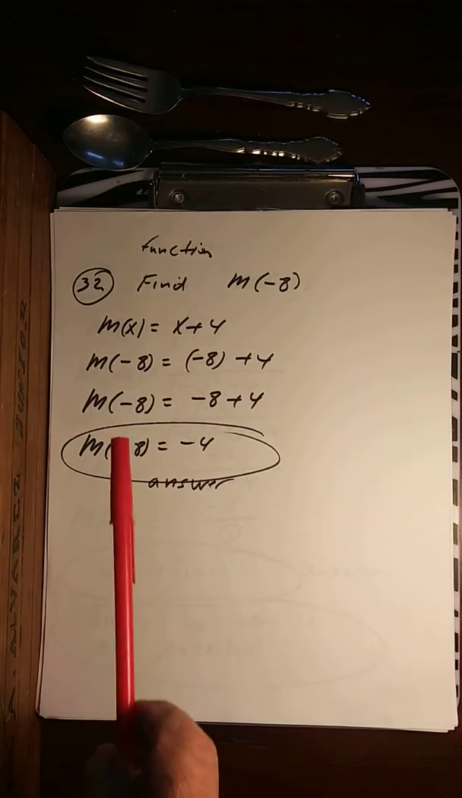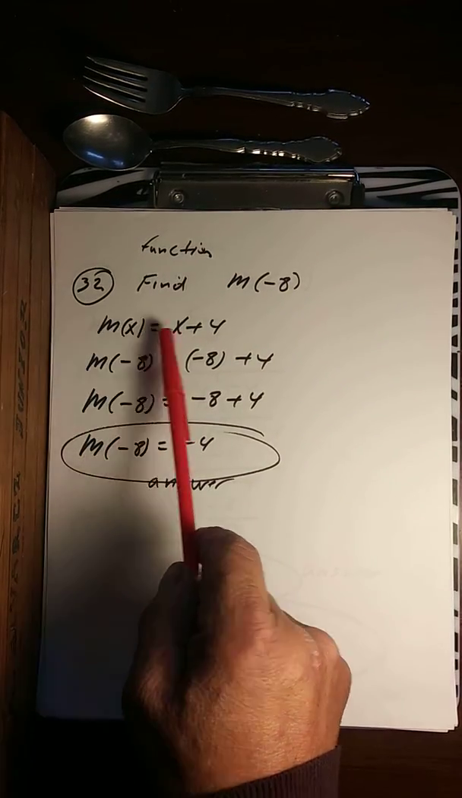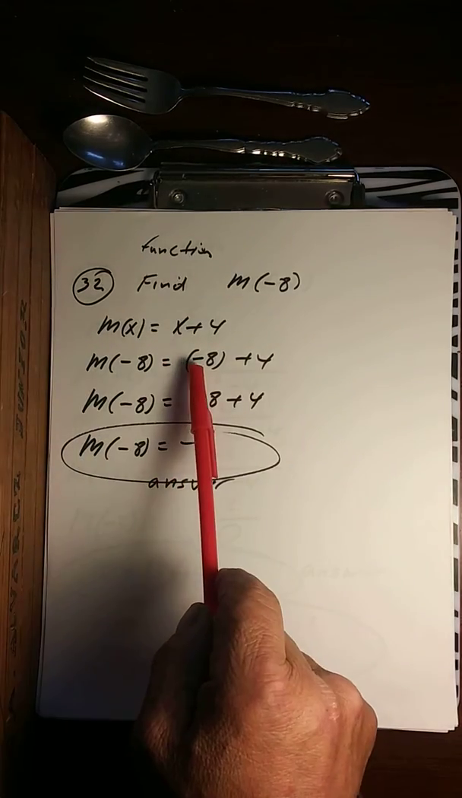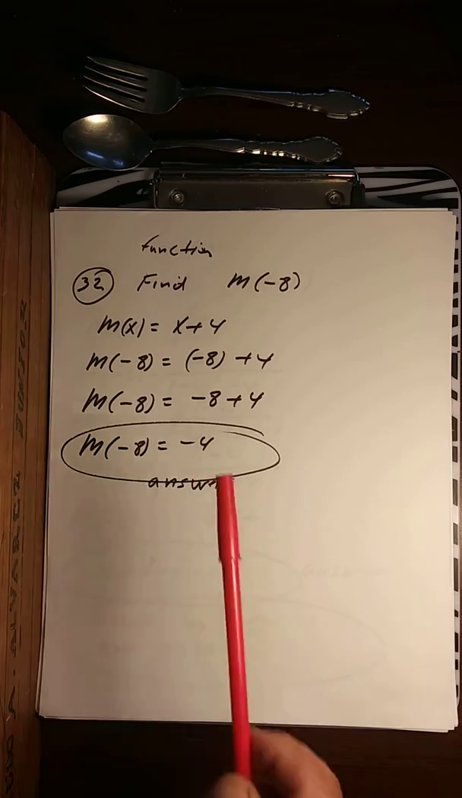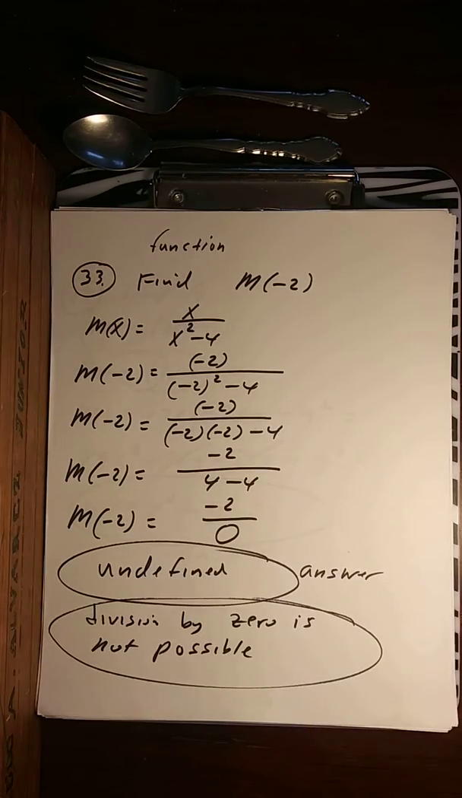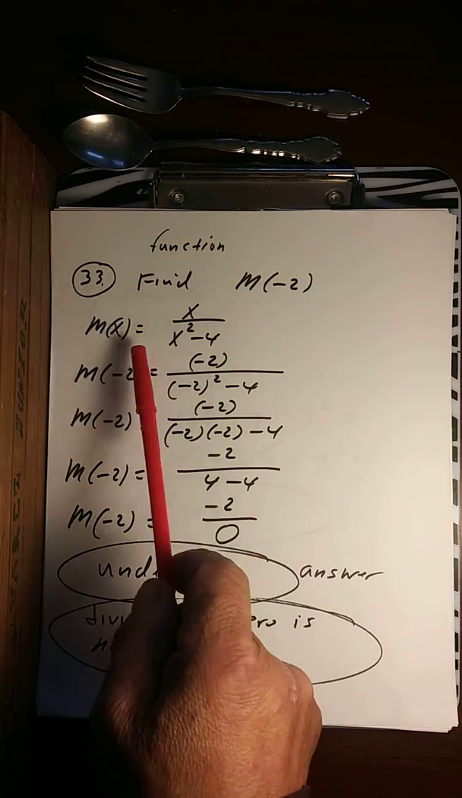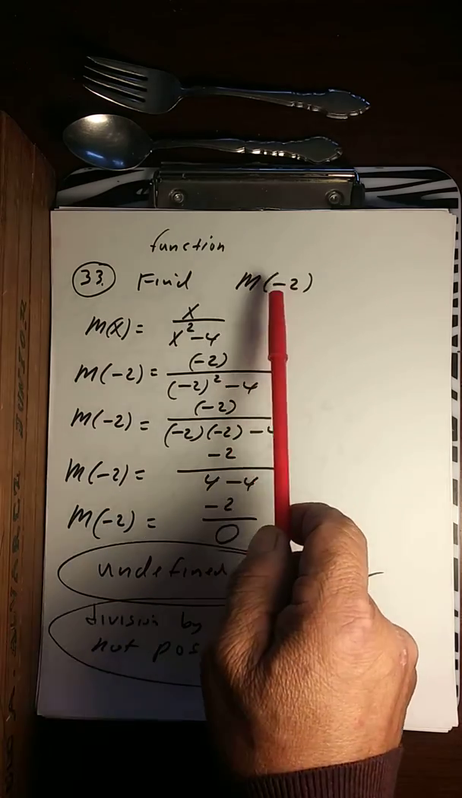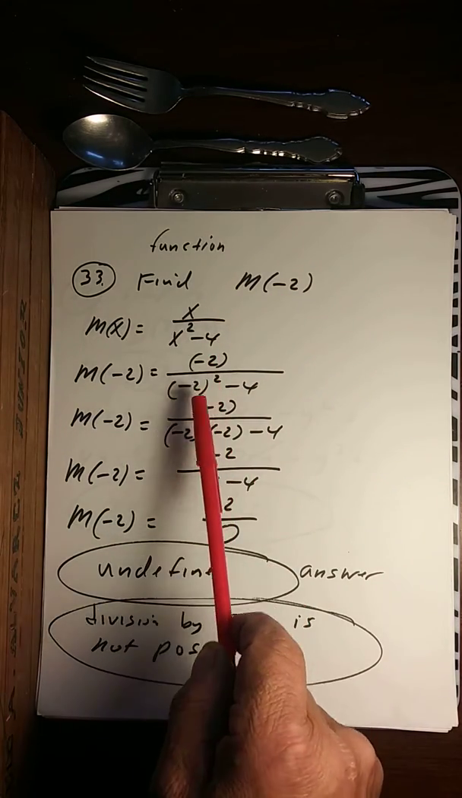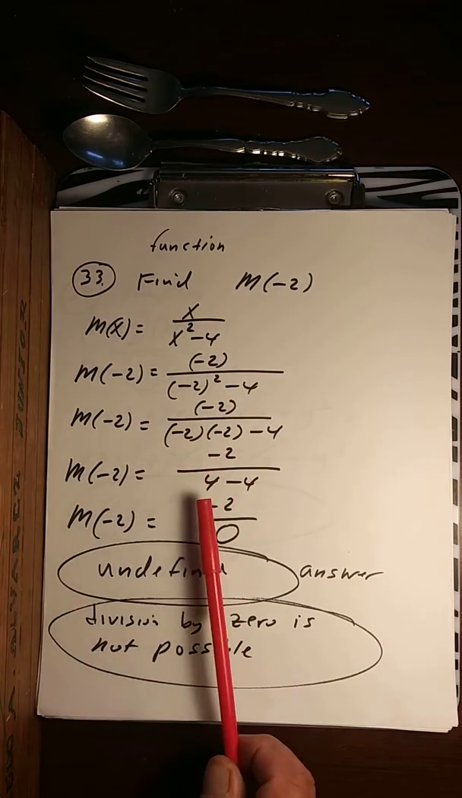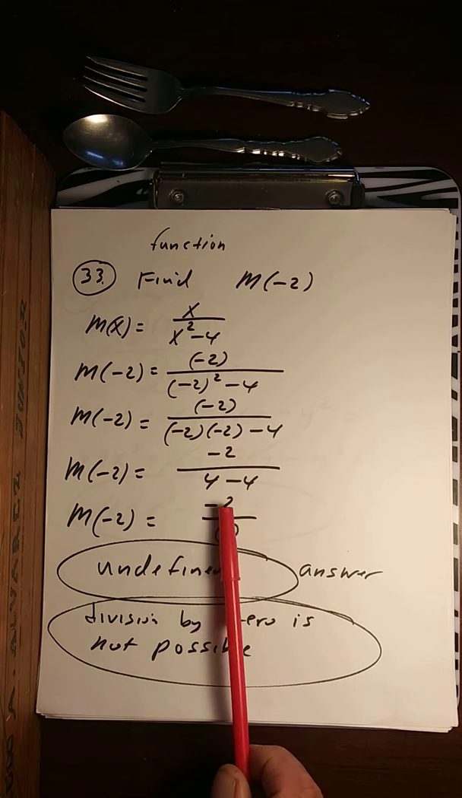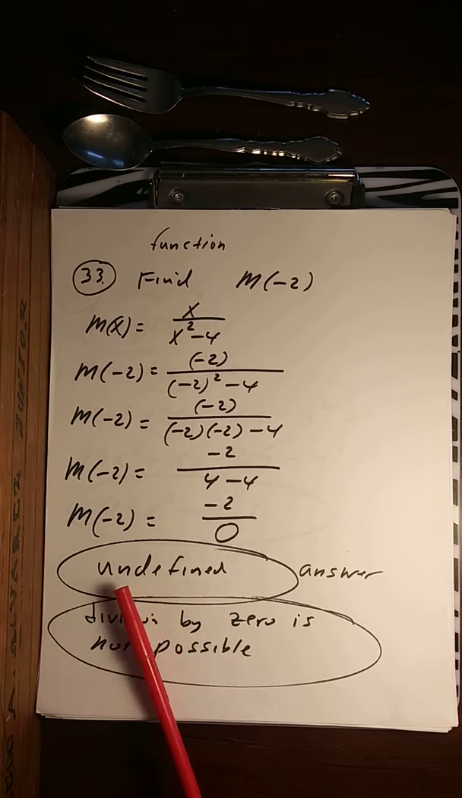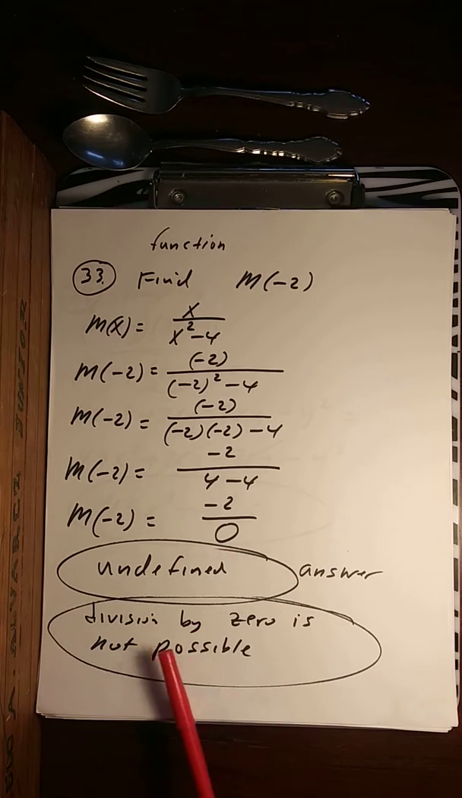This one. The function m of x is this. So m of negative 8, put it in there. Negative 8 plus 4 is negative 4. So m of negative 8 is negative 4. Another function. m of x equals this. So put a negative 2 in there. Negative 2 squared means negative 2 times negative 2. That's going to be 4 minus 4 in the denominator. Negative 2 on top. But we're going to have negative 2 over 0. It's undefined. If 0 is under it, it's undefined. Division by 0 is not possible.